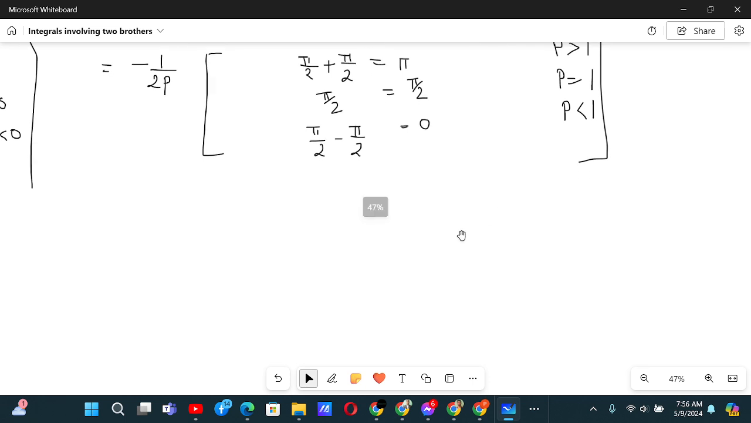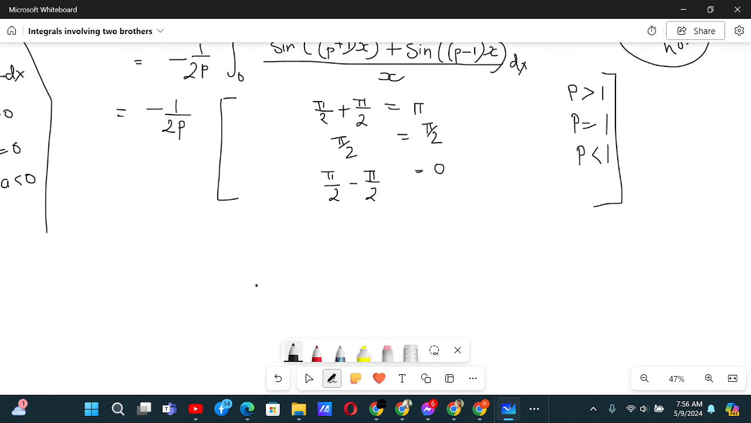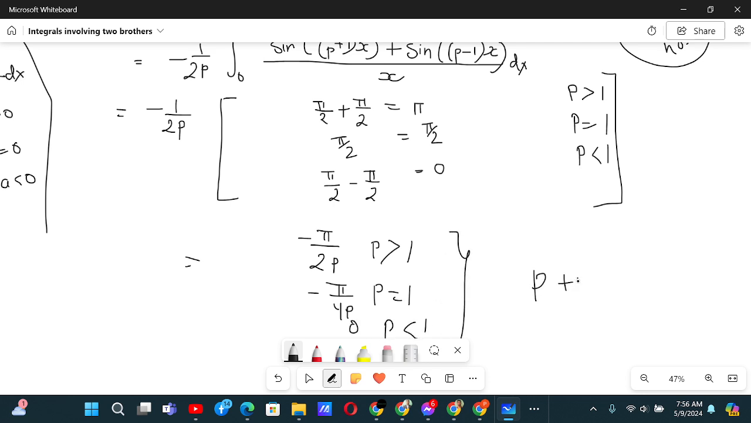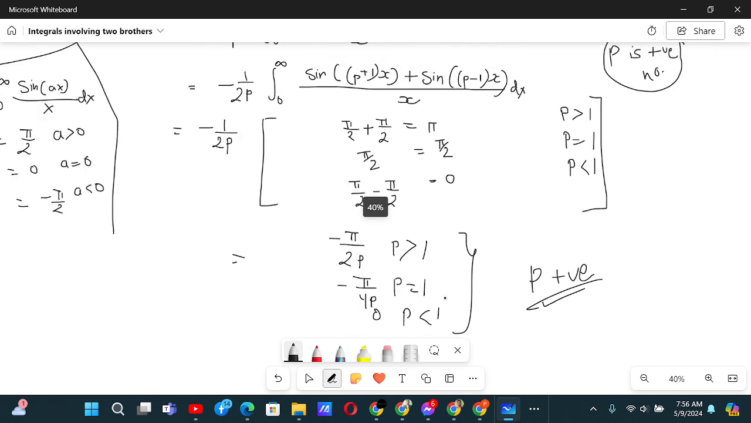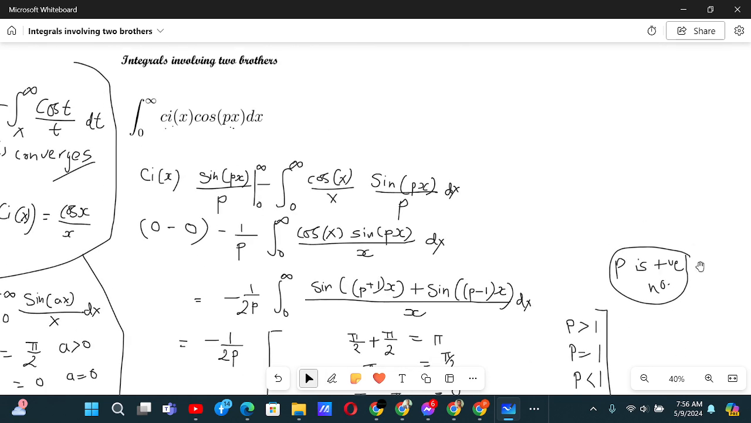So that means the answer of this integral will be minus pi by 2p if p is greater than 1, minus pi by 4p if p is 1, and 0 if p is less than 1. But in all the cases, p should be positive. So this was the solution of this integral.